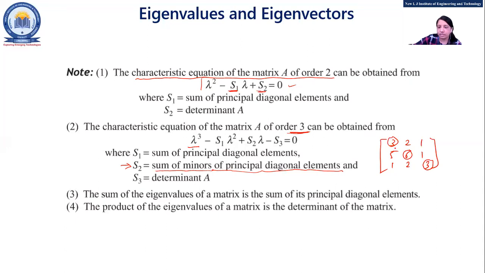First, for this 3, what is the minor? It is 6, 1, 2, 3. Then for this 6, this row and column are cancelled out, so the minor will be 3, 1, 1, 3. Plus, for this diagonal element, the minor will be 3, 2, 5, 6. And the sum of that one, this is the way you are supposed to calculate. It comes to 12. Now S3 is the determinant of the matrix, right?